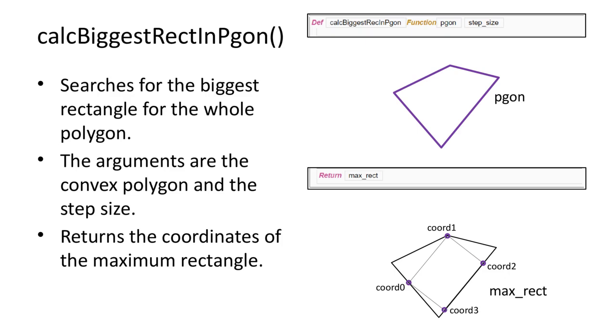The last function is the calculate biggest rectangle in polygon function. This function searches for the biggest rectangle in the polygon. The arguments are the input polygon and the step size. The function returns the 4 coordinates of the biggest rectangle that it found.